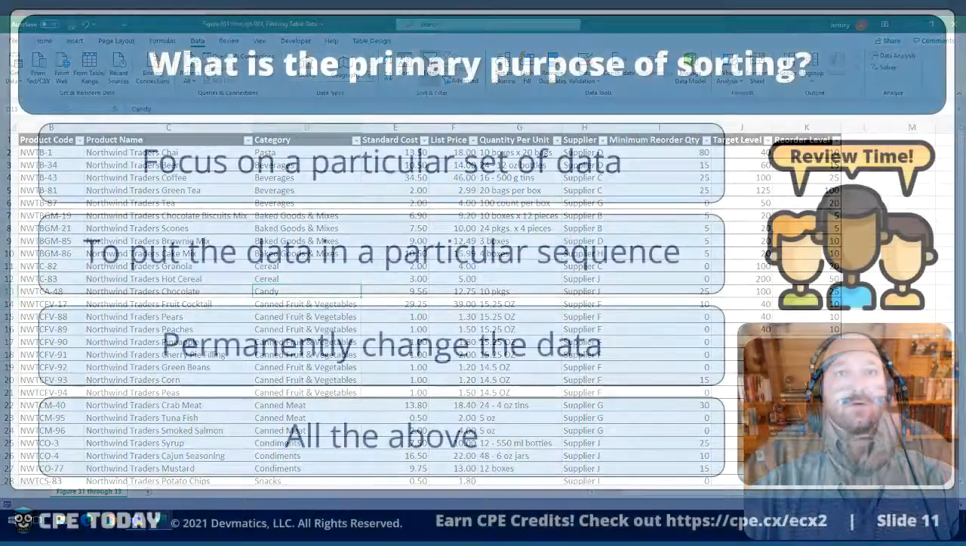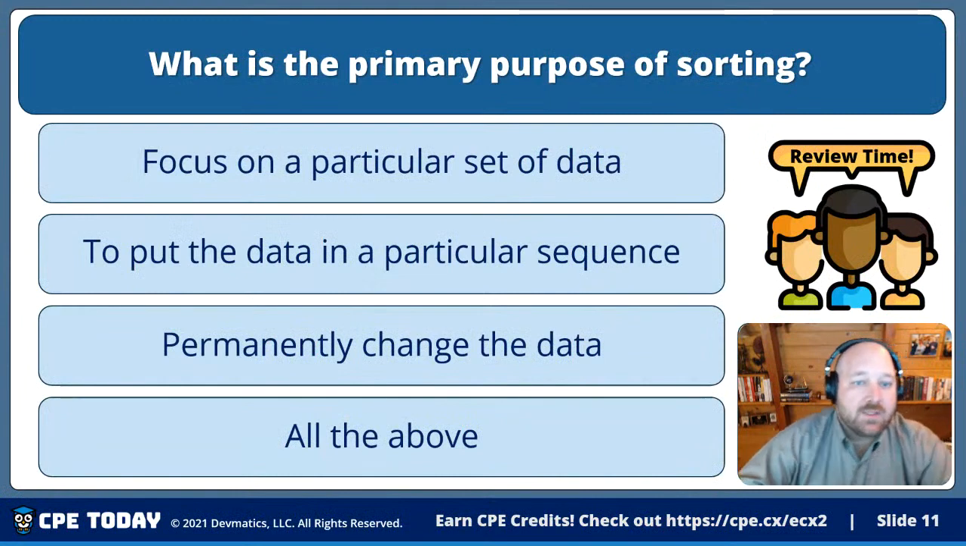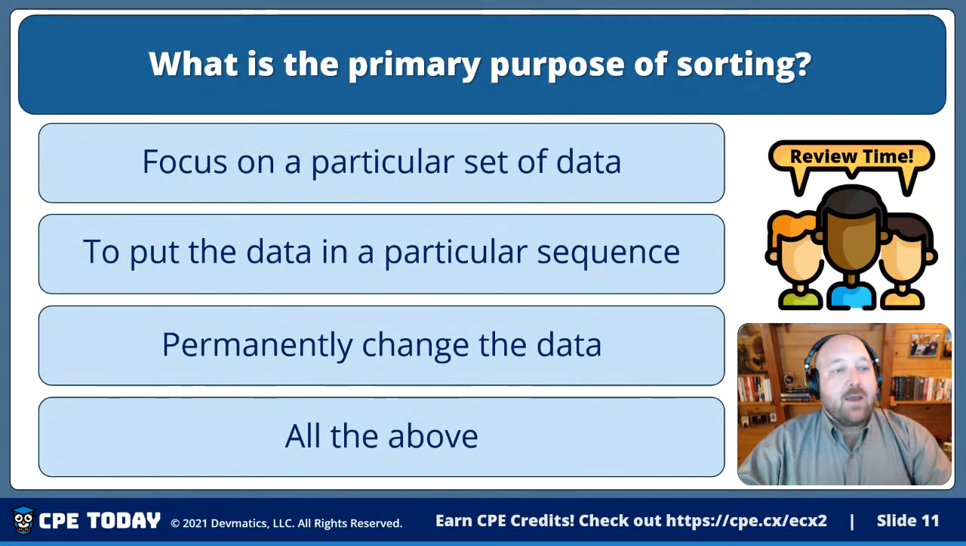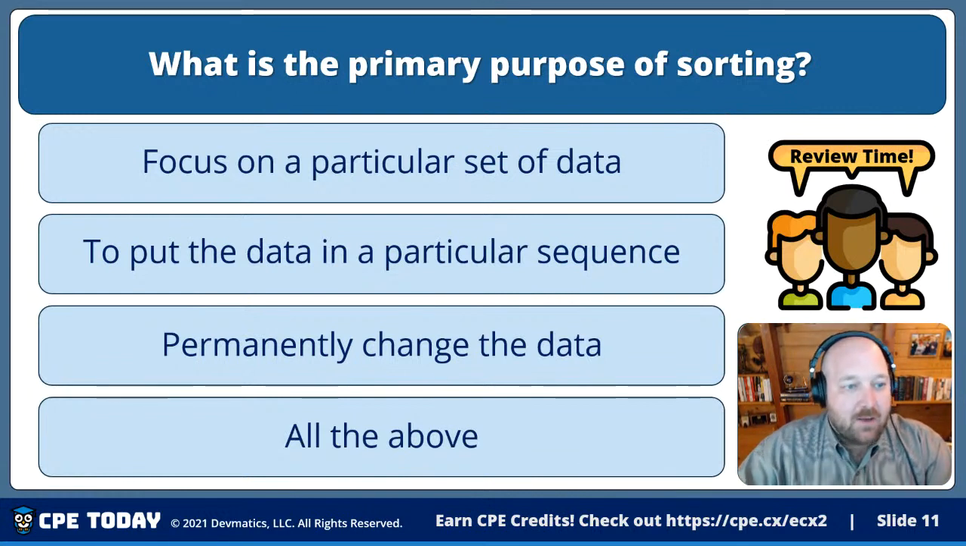All right, here is our first review question. What is the primary purpose of sorting? Is it A, focus on a particular set of data, B, put data into a particular sequence? That sounds pretty good. Is it C, permanently change the data, or D, all of the above?